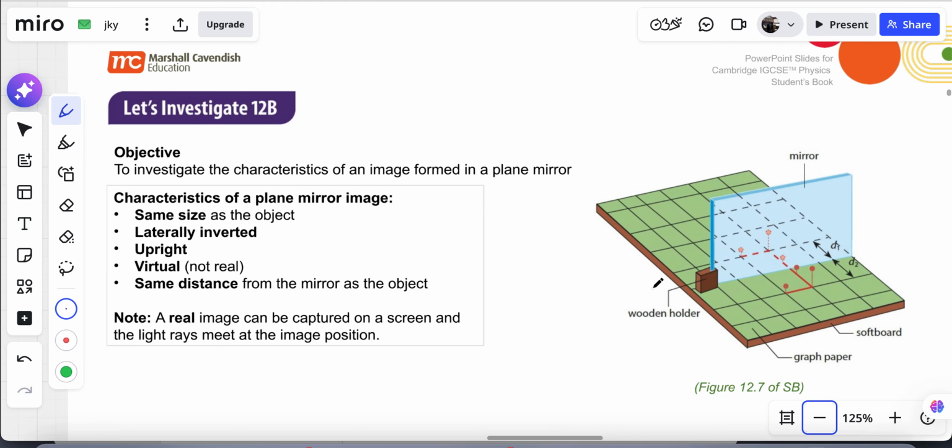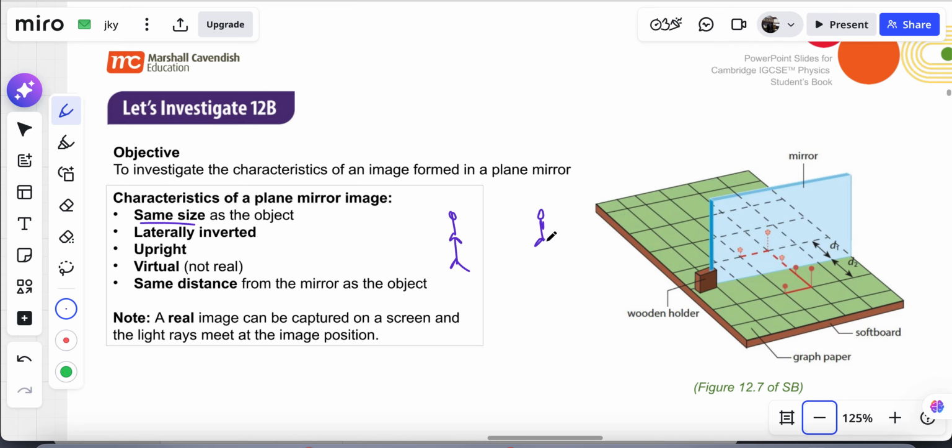Okay, so now the characteristics of image in a plane mirror. This we need to know. First of all, image formed in a plane mirror have the same size as the object. That's the first thing you need to know. If the object is like this, the image will also be like this, away from the mirror. It will also be the same size as the object.